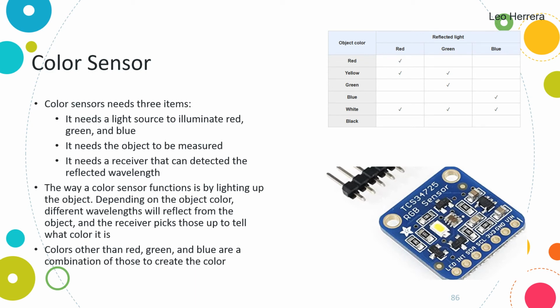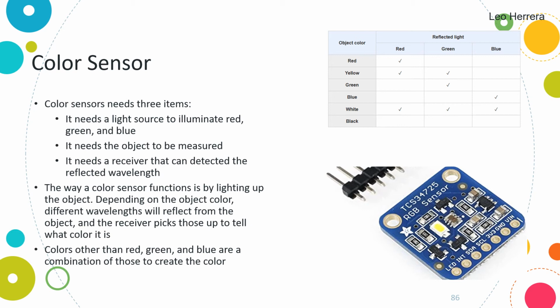A color sensor is a sensor that is able to tell individual colors from each other. The way these work, they need three different items. They need a light source to illuminate red, green, and blue. They need an object that's going to be measured, and they need a receiver that can detect the reflected wavelength.